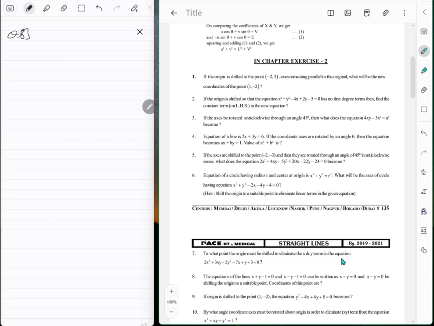Question number 8. The equations of this line and this line can be written as this and that by shifting the origin to a suitable point. Coordinates of this point are? Okay, so this can be written as these equations if you shift the origin to a suitable point.